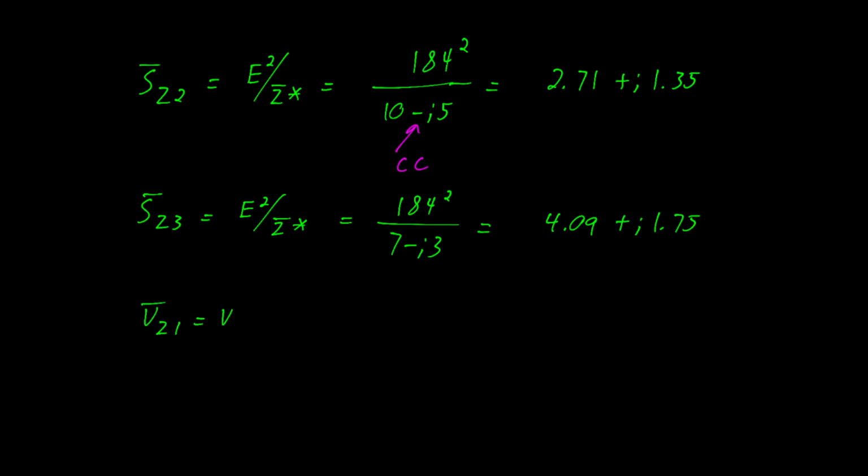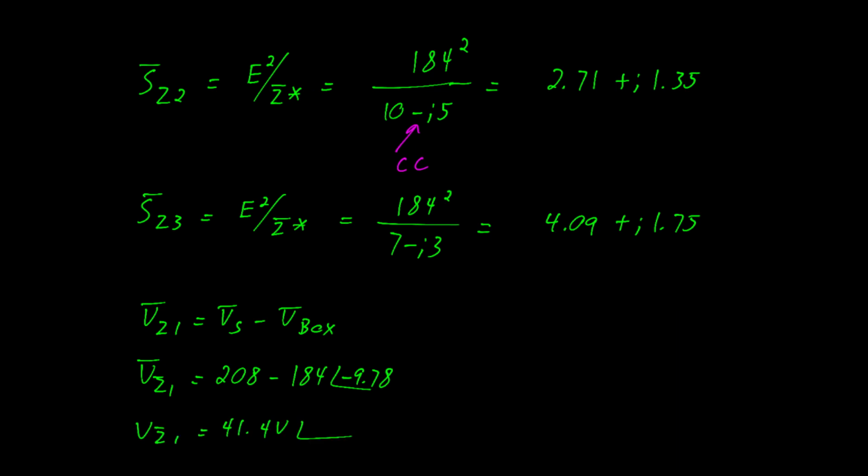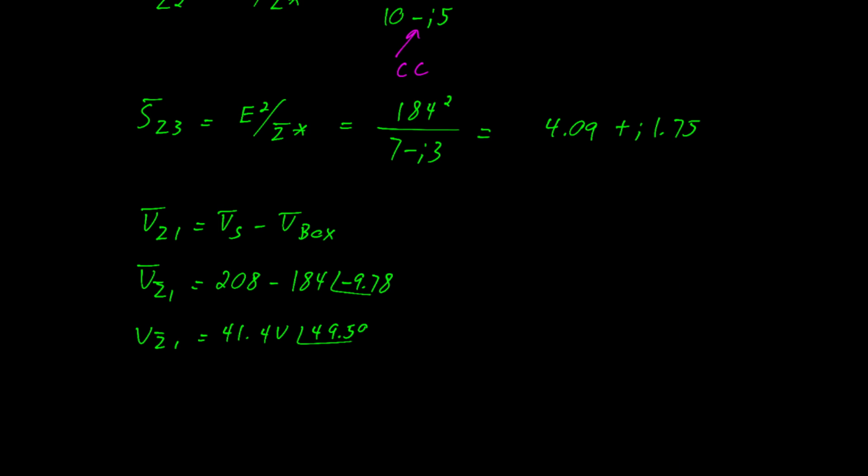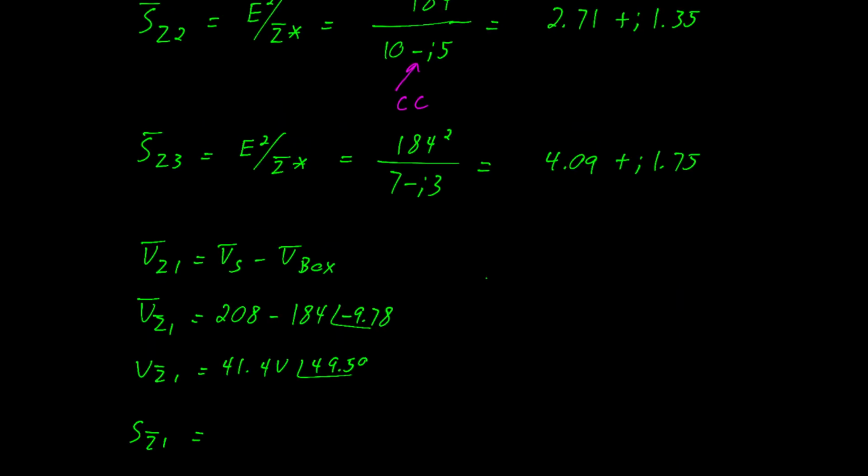Impedance 1 needs a little bit more work. One way to solve it is to figure out what the voltage drop across it is. So the voltage across impedance 1 is the source minus the voltage of the box, which gives us 41 volts at an angle of about 50 degrees. With that, we can use our voltage by complex conjugate of the current formula, which gives us 0.5 plus J 1.8 kVA.